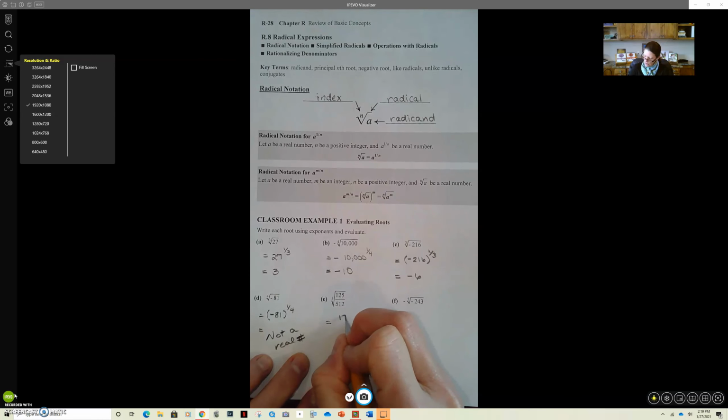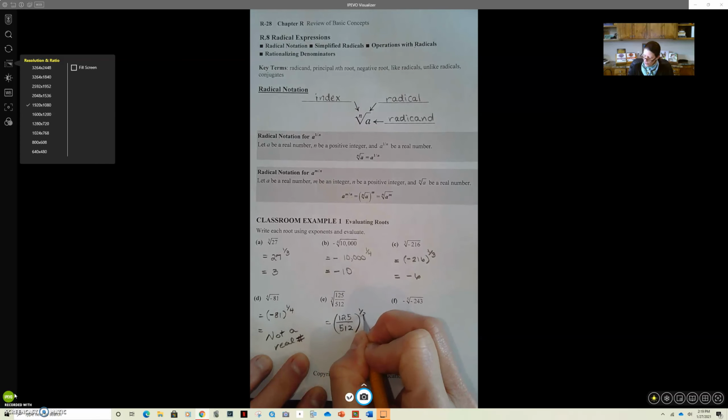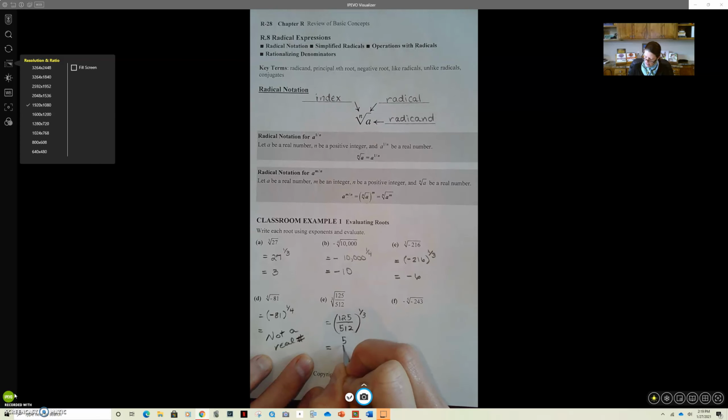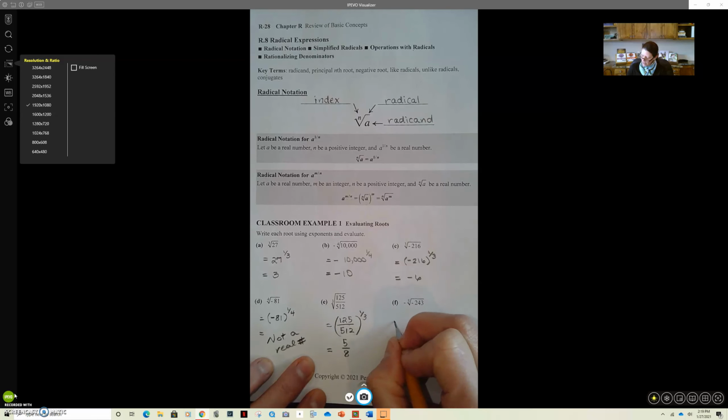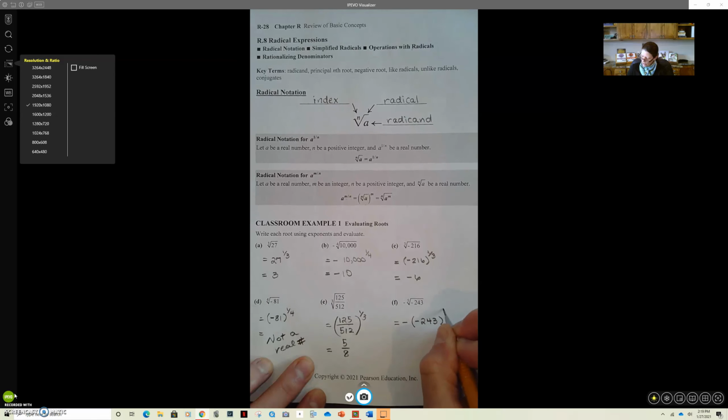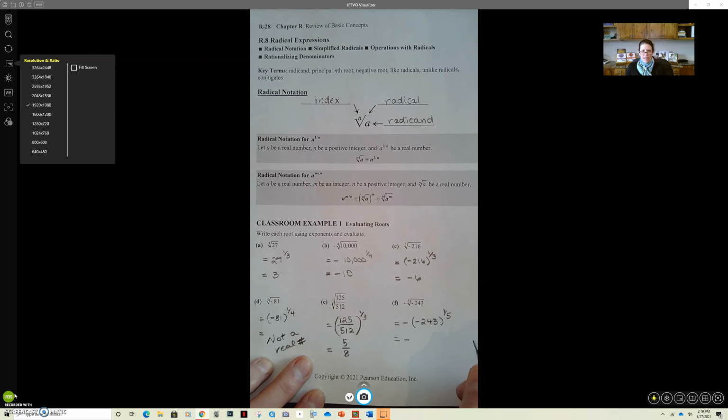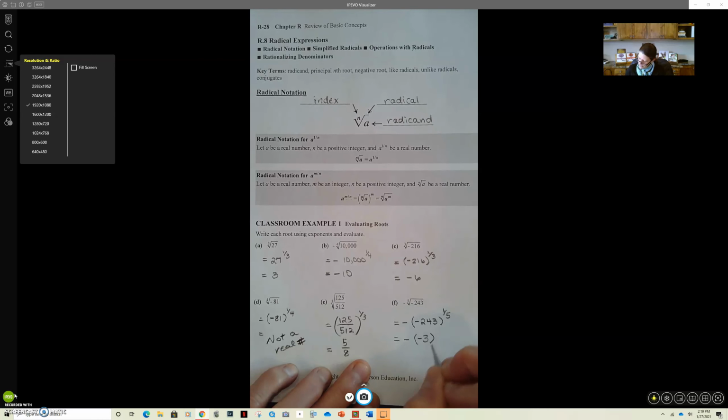Part E, 125 over 512 to the 1/3 power. And that is 5/8. Lastly, part F, that's the negative of negative 243 to the 1/5 power. And the 5th root of negative 243 is negative 3. Don't forget your negative symbol out in front of that. This is saying, well, the opposite of negative 3 is positive 3.